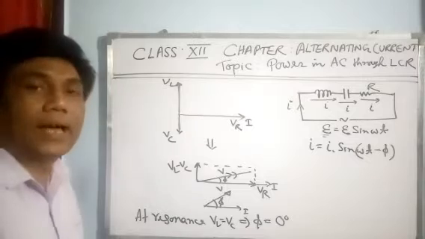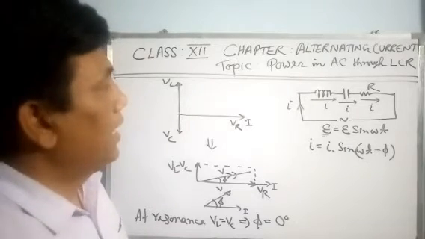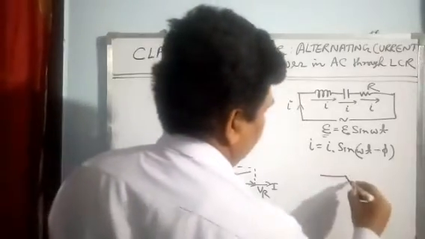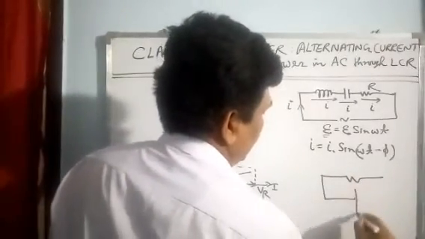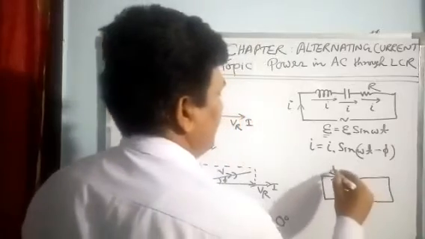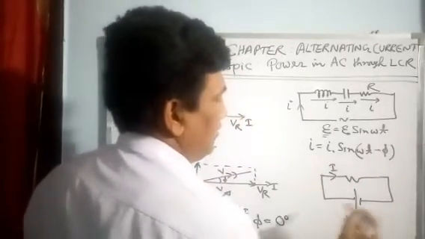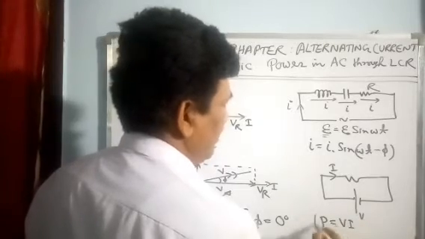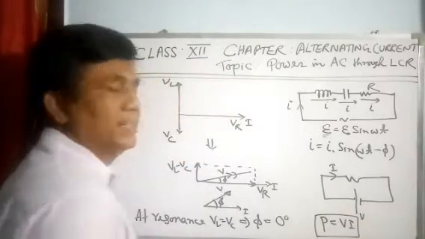Good, guys, what I am going to discuss now. I understand that in case of a DC circuit, the current is fixed, the voltage is fixed, so power in the DC circuit is voltage into current.